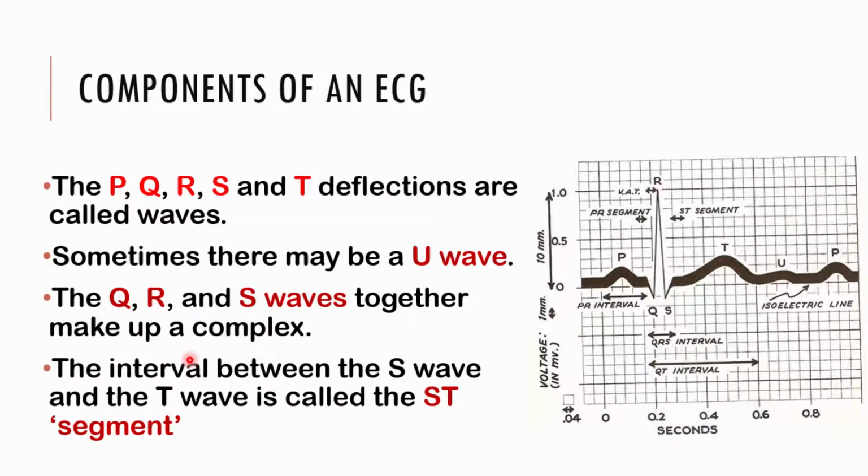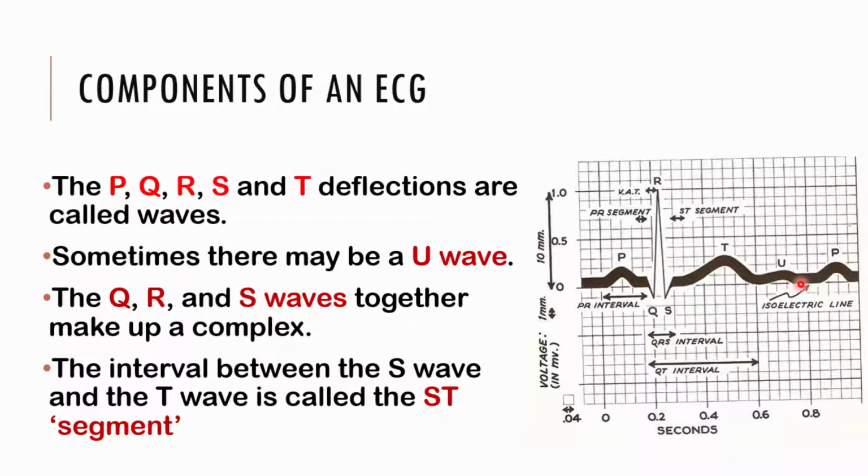So here's a very good example of an ECG. You have a P wave over here, you have a Q wave, you have an R wave, you have an S wave, you have a T wave, sometimes you may have a U wave, okay? Then a P wave again. It's not always that you see the U wave. You may see it sometimes, you may not see it. I shall give you the scenarios when you see the U wave. And of course, this is the isoelectric line.